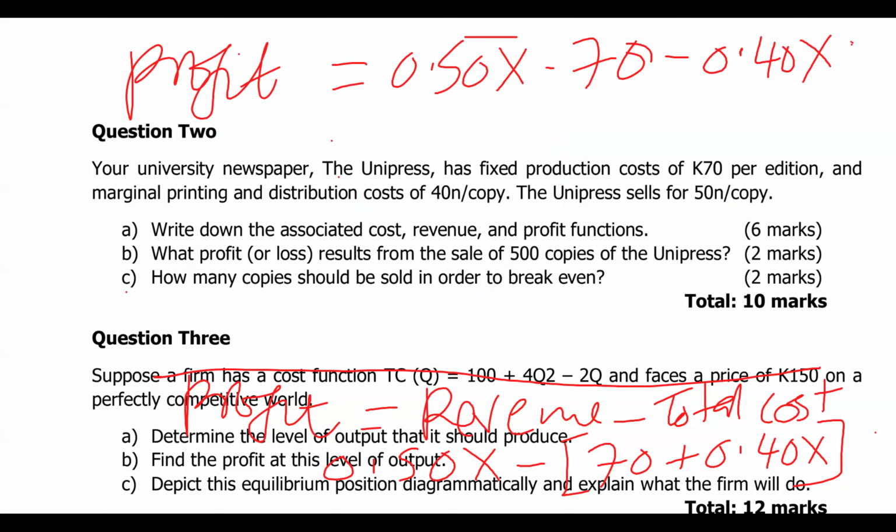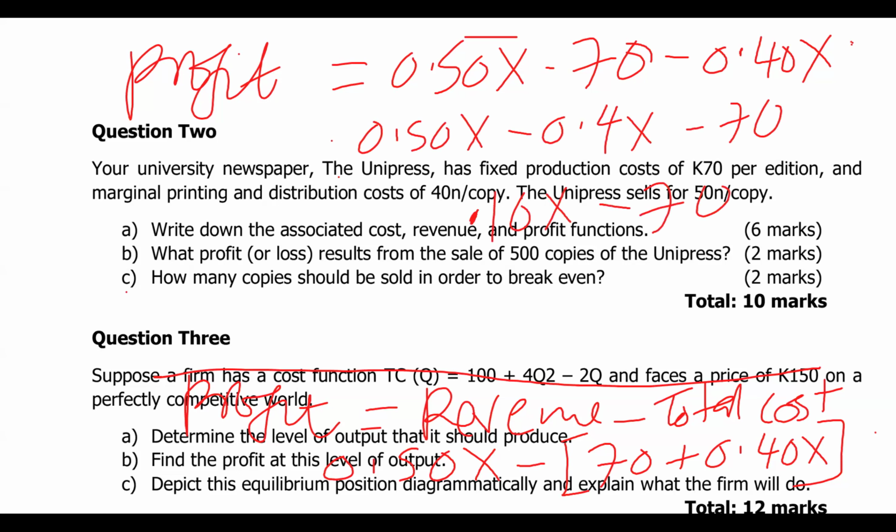In that case, we know that 0.50x and 0.40x are like terms. So you can say 0.50x minus 0.4x minus 7, so that you have 0.10x minus 7 as the profit function.